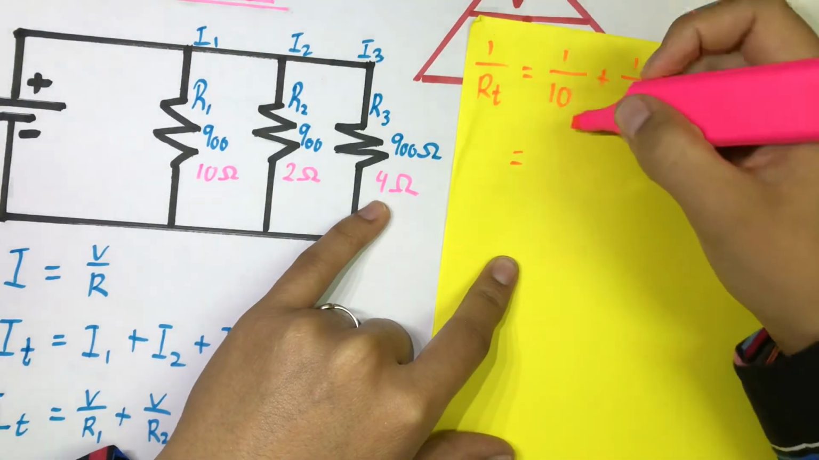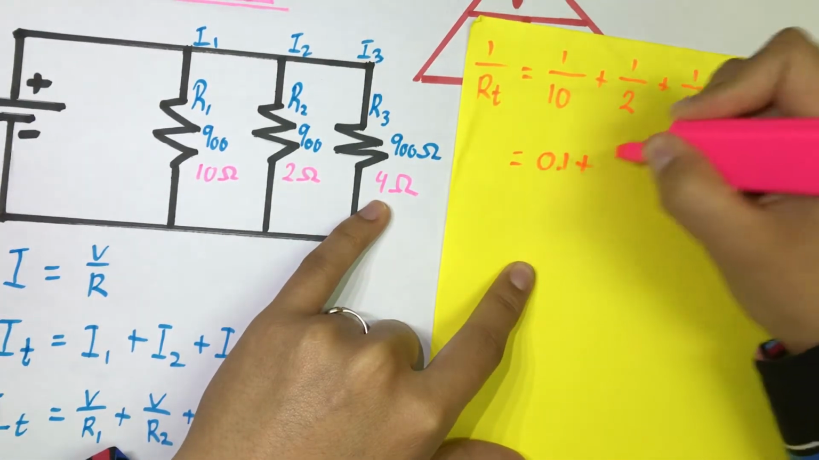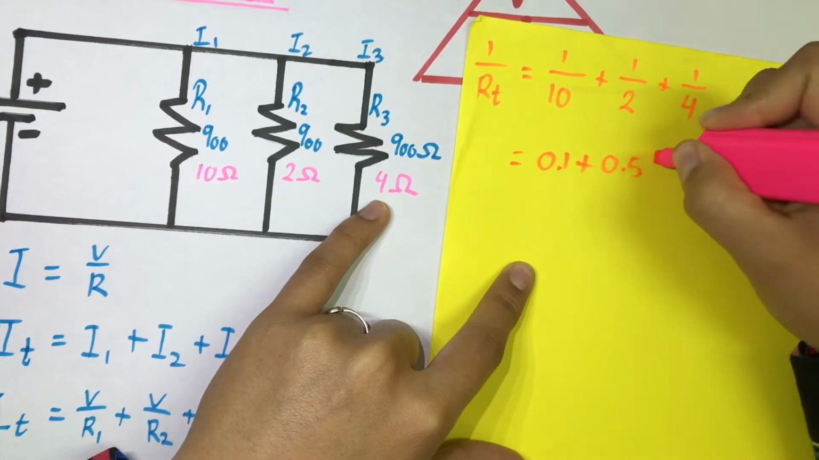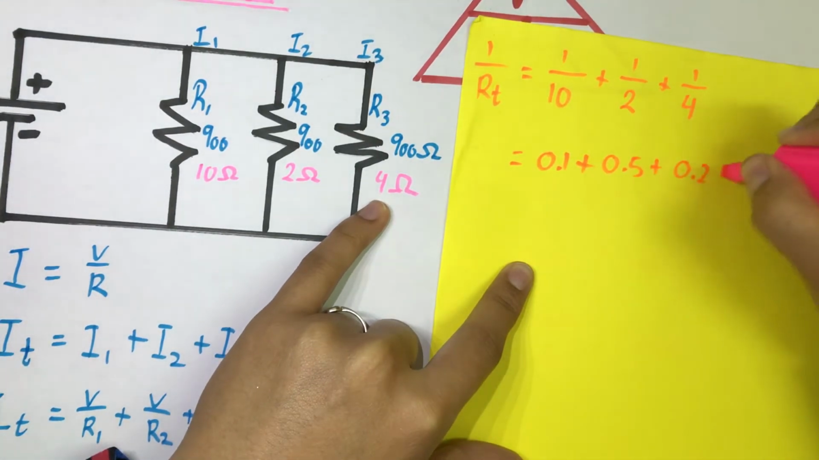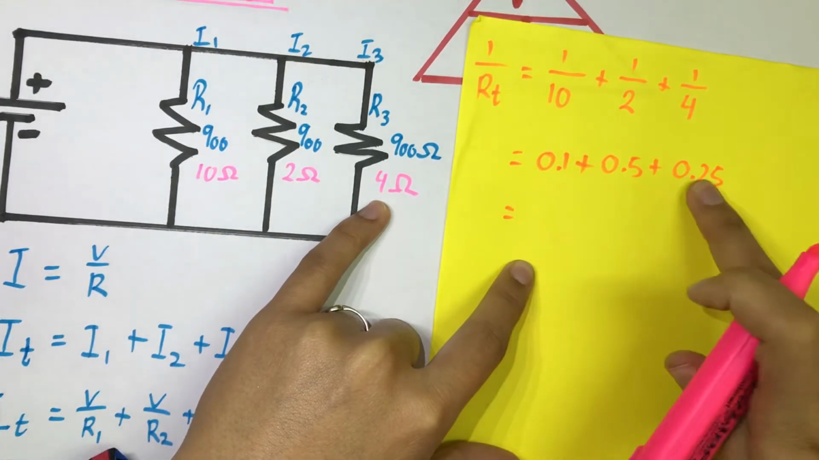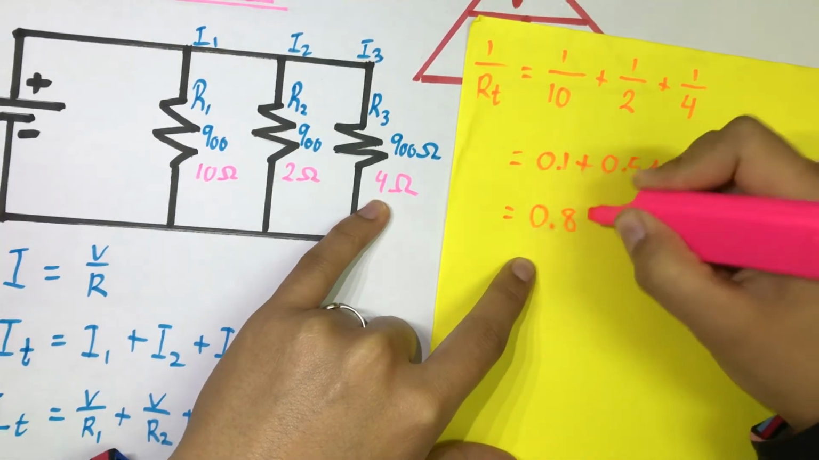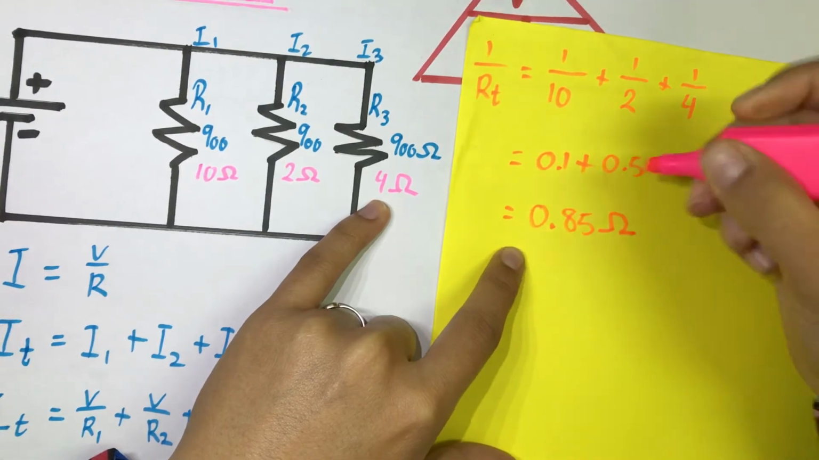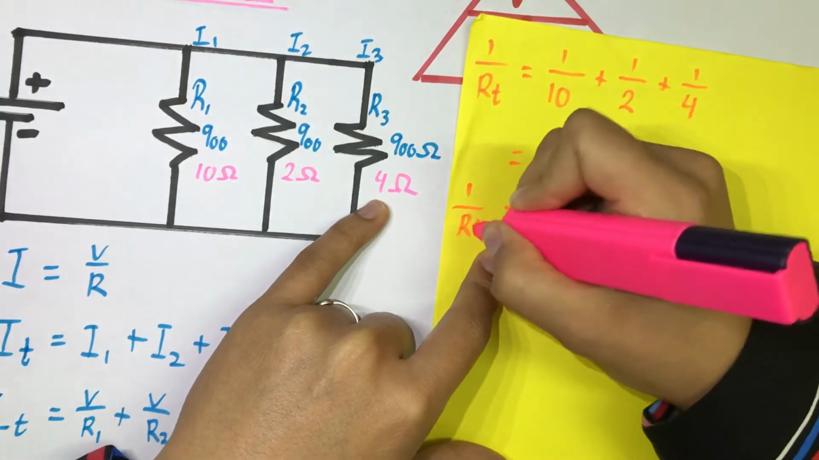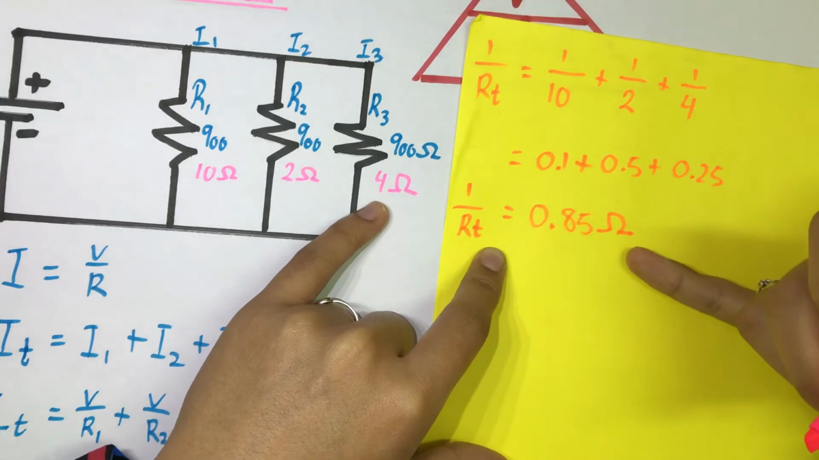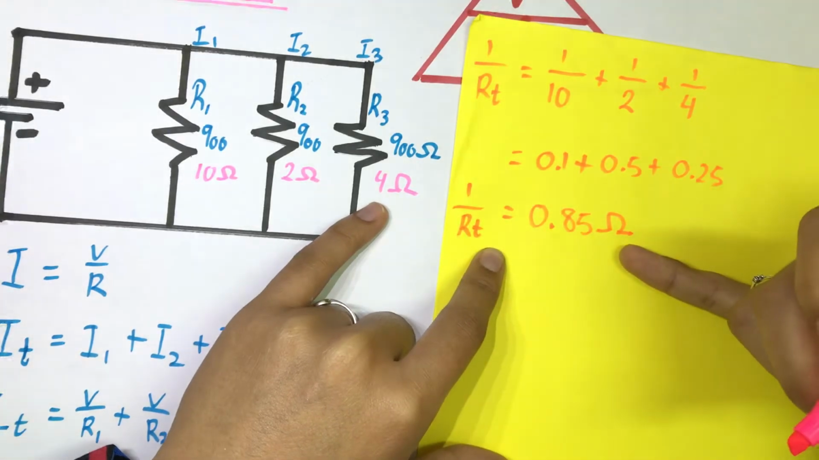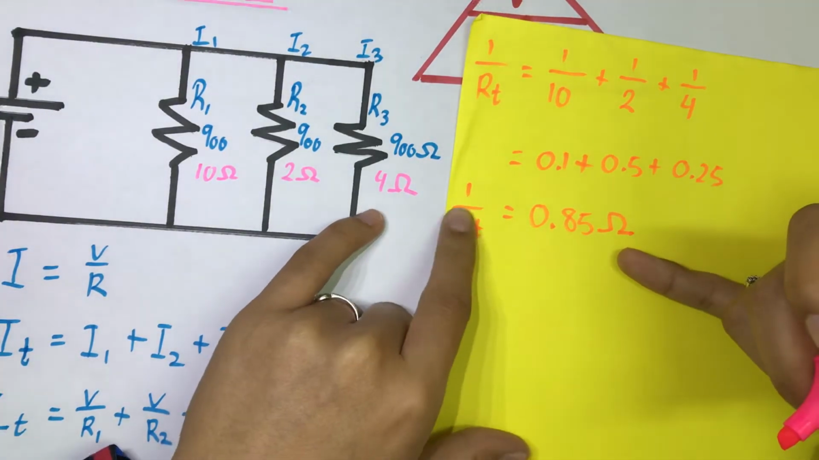Now, you can either change all of these denominators just to add them or just put it in your calculator, but we know that this is 0.1 plus 0.5 plus 0.25, which gives us 0.85 ohms, 1 over RT. And so how do we find RT, not 1 over RT?